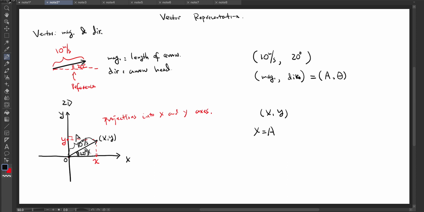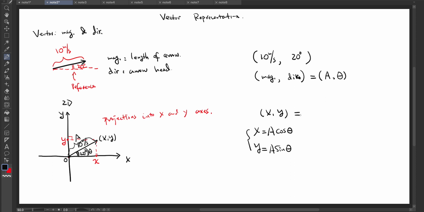Multiply cosine theta. So now we need some trigonometry from high school math. The cosine theta here represents the adjacent side of this angle theta, and A here is the hypotenuse. Now the y component is A sine theta, which is the opposite side of the angle theta. That's this side.